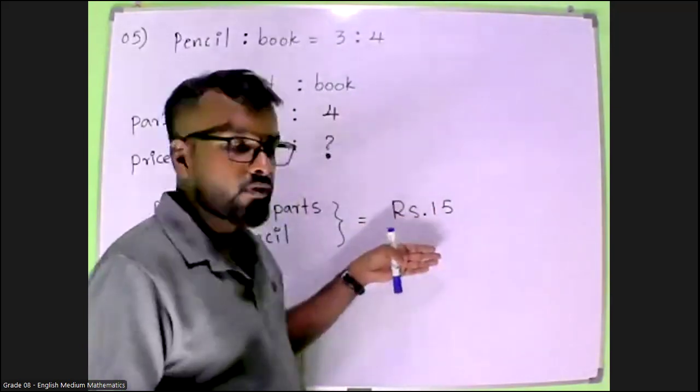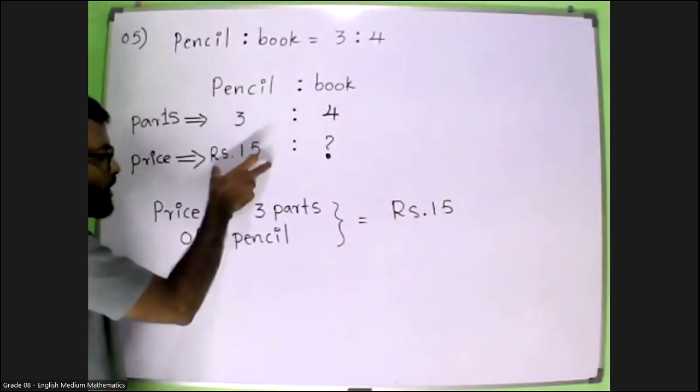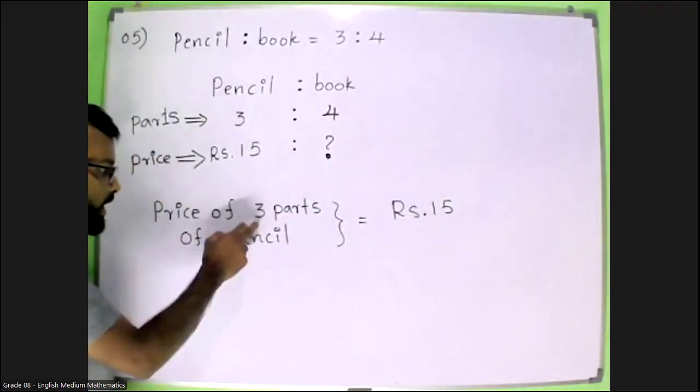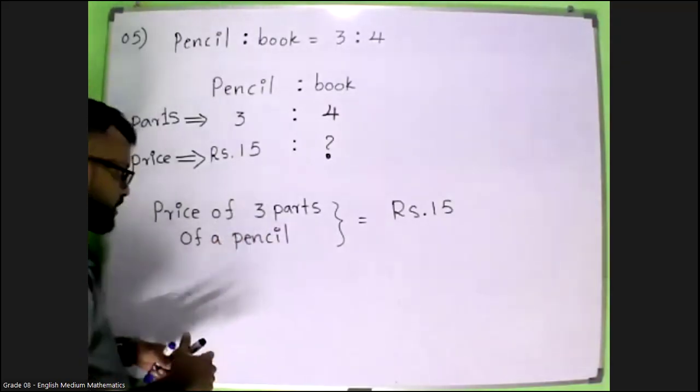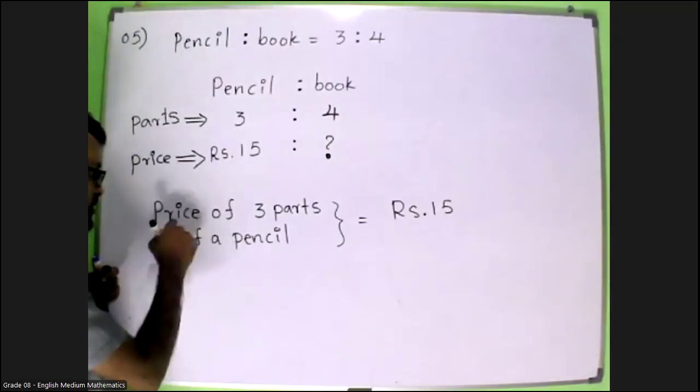So these are very simple ones. First of all, you have 3 parts, and those 3 parts cost 15 rupees. And here you have 3 parts. Now we are going to find 1 part of a pencil, the price of 1 part.